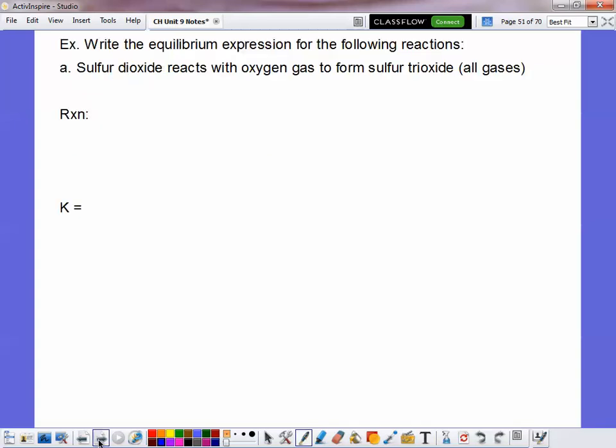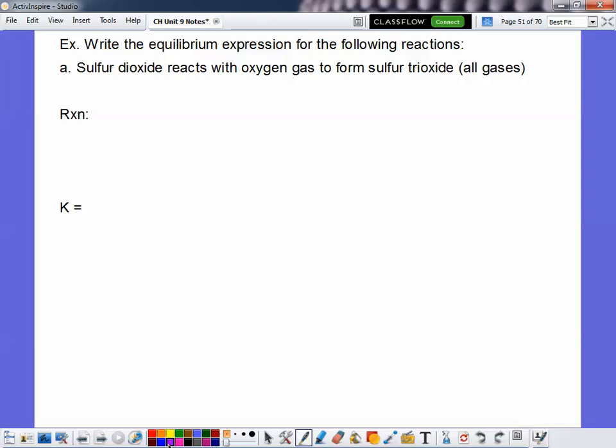Okay, so let's look at some examples. So we're just going to write the equilibrium expression. We're not going to plug in numbers yet. We'll get to that after we go through just writing the expressions. So we have sulfur dioxide reacts with oxygen gas to form sulfur trioxide. And we're told that all of these are gases. Okay? So let's write our reaction.